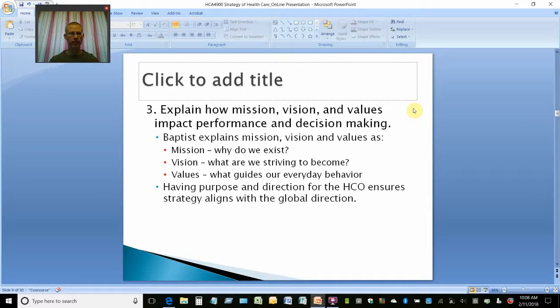Explain mission, vision, and values. I thought the Baptist text case study that we had done really did the best on talking about mission, vision, and values. The mission, why do we exist? Vision, what are we striving to become? And the values, what guides our everyday behavior. I thought this was really awesome, and things that I really valued and I took with. I really like those definitions. But having purpose and direction for the HCO ensures the strategy aligns with the global direction. So by incorporating those 3 definitions, the decision making and the strategy should all align.